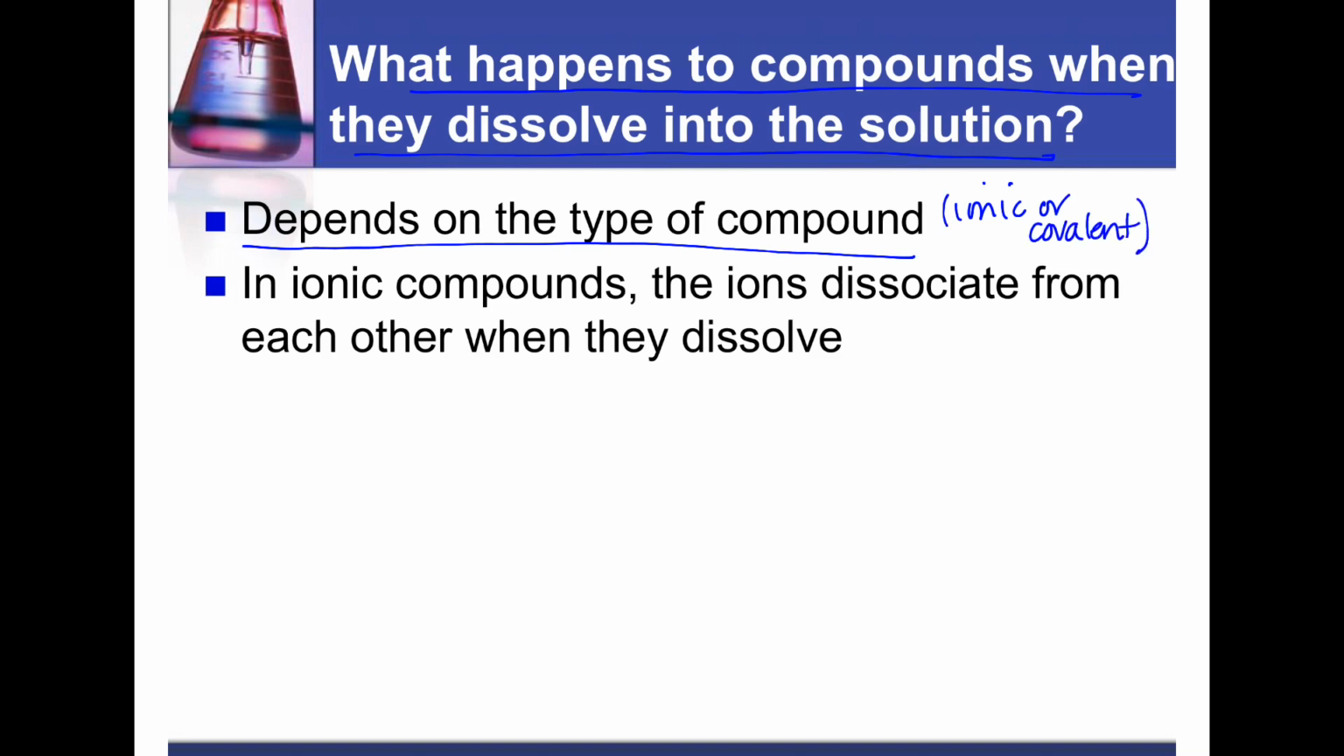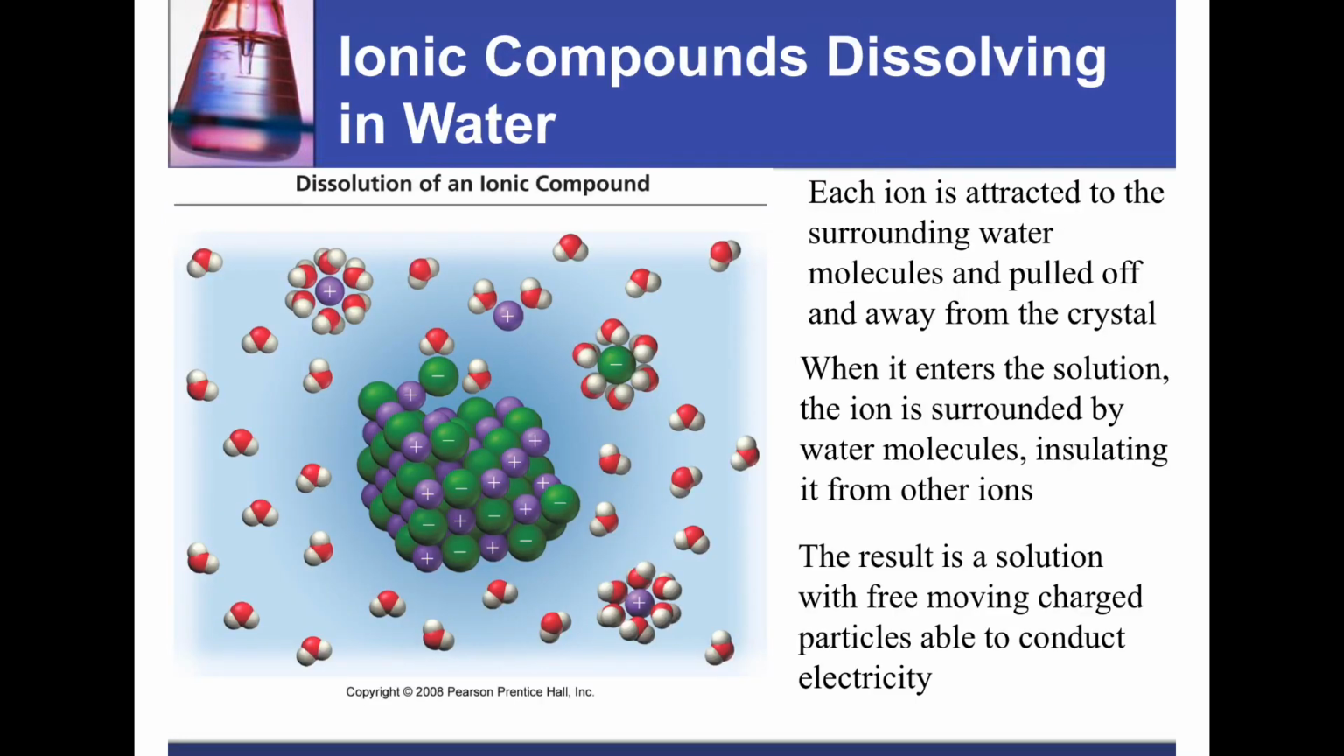And we've talked a lot about what happens with ionic compounds. When you put an ionic compound into a solution, the ions dissociate from each other. And we've seen some pictures that show that happening. So we've seen this picture of an ionic compound dissolving in water. The example that we have here is sodium chloride, where we have sodium ions and chloride ions. So what we see here is a big sodium chloride crystal, and it's being dissolved in water.